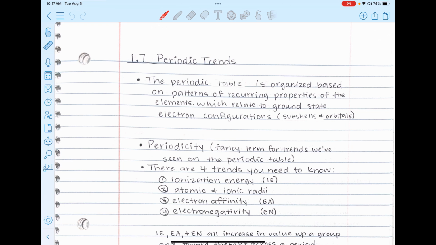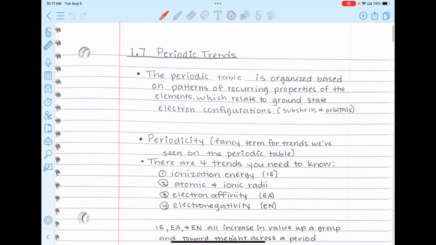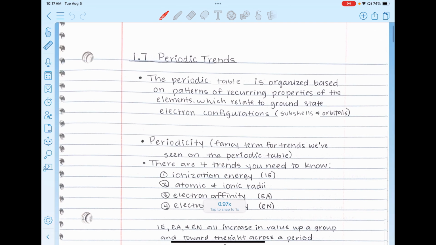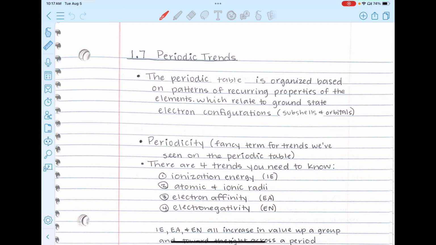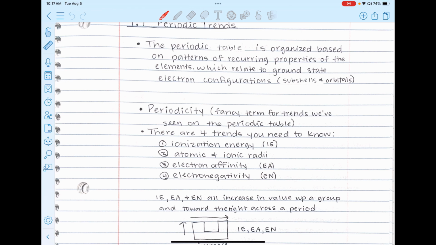Okay, so the relationship between this and atomic structure and Coulomb's law are a huge part of AP Chemistry. It's a very typical question to see on free response questions. Okay, so first of all, I want to remind you the periodic table is organized based on patterns of recurring properties of your different elements. So these relate to the ground state electron configurations, the subshells and orbitals that we reviewed. Now, you'll see the word periodicity. That's just a fancy term for the trends we've seen on the periodic table. So just know that's what we're referring to, the periodicity, the repeating trends.